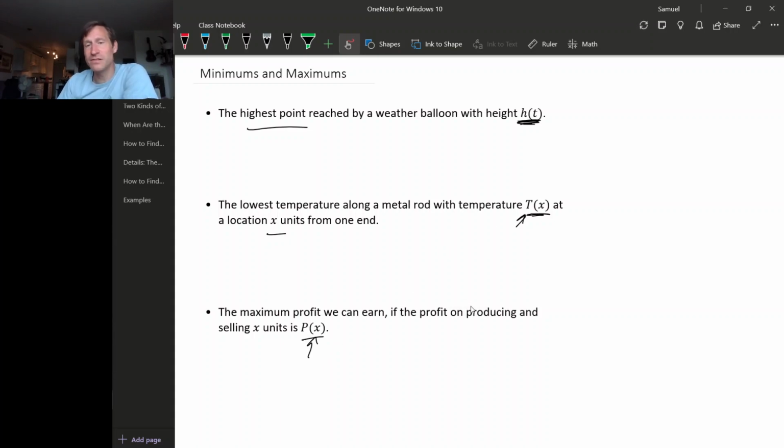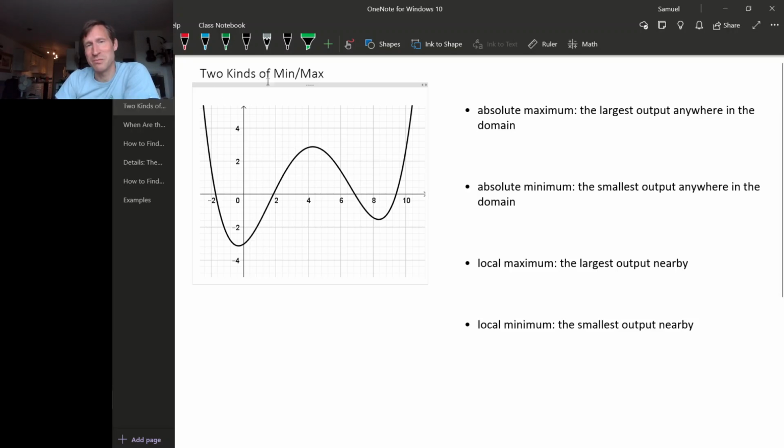So you can see in all of these examples, what ties them together is that we're interested in finding the minimum value and the maximum value of a function. It turns out if you can find a maximum, you can find a minimum. So we'll think about the two of these simultaneously, even though often you only care about a minimum or a maximum and not both. Well, it turns out that there are really two kinds of minimums and maximums.